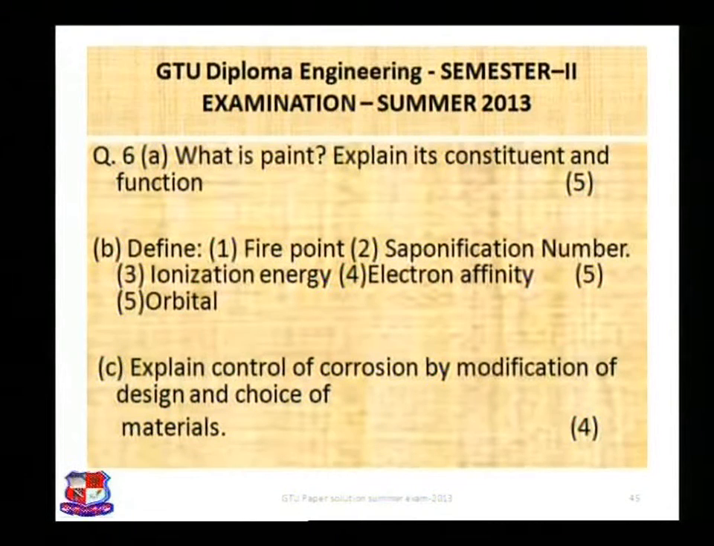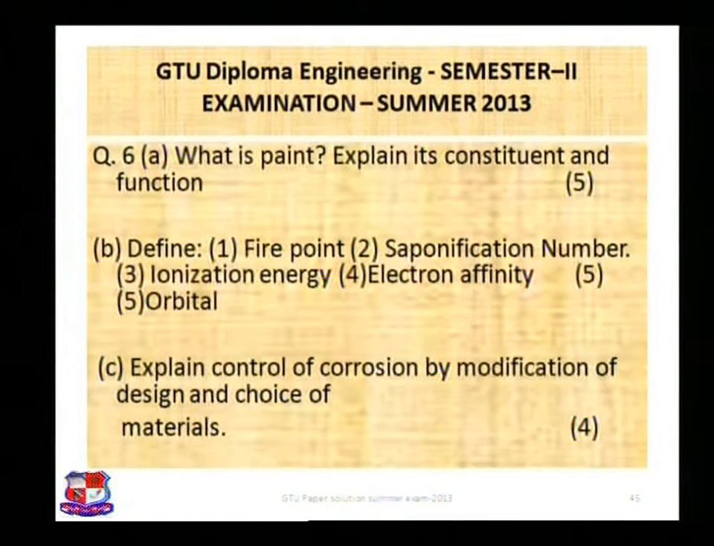Okay, so again you can see question 6b: fire point, saponification number, ionization energy, electron affinity, orbital. These 5 definitions are asked in question 6b. So what happens in 6b? There are 5 definitions. Each definition carries 1 mark. The C part is again: explain control of corrosion by modification of design and choice of material. So this is the thing.